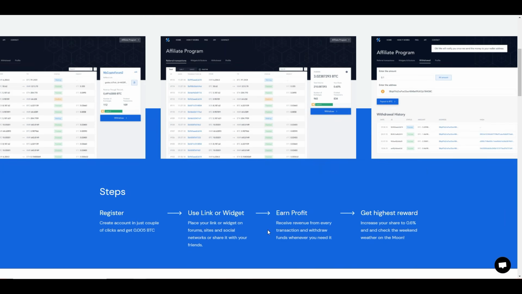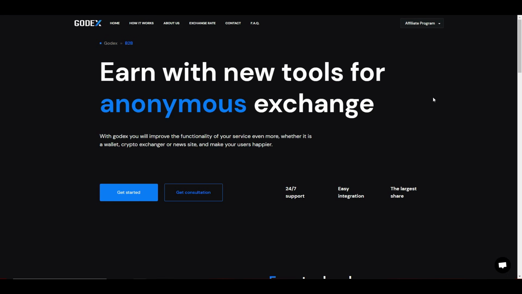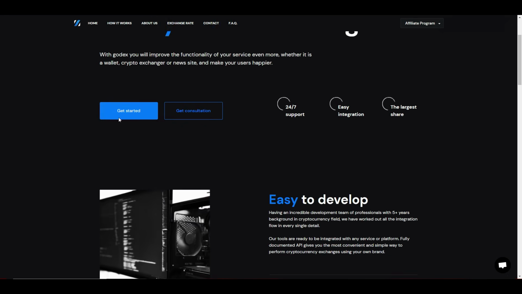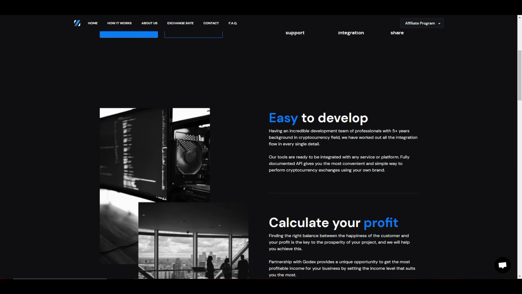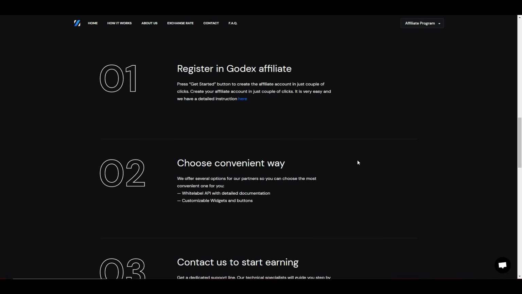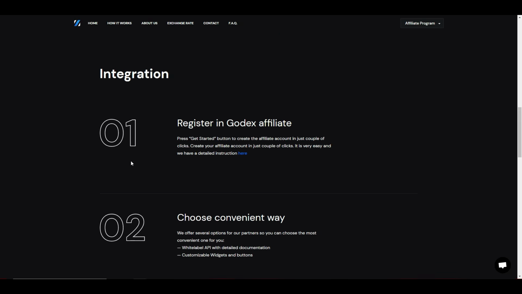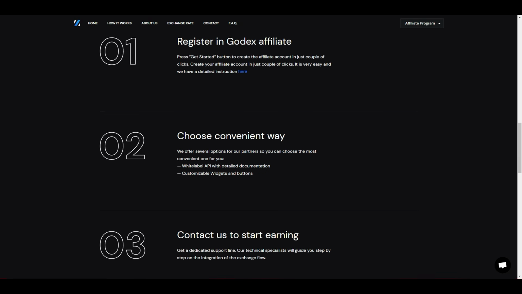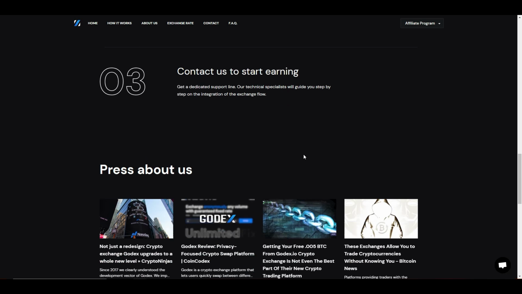This is the for personal section, tells you the steps, what you need to do to take part in this, and then for business, how it works, earn with new tools for anonymous exchanges, getting started, how to get consultation, being given 24/7 support, easy integration, all awesome stuff, guys. Easy to develop, calculating profits, really, really great, guys. And we talked about how they give you steps. Again, register in Godex affiliate, choose convenient ways, contact us to start earning.